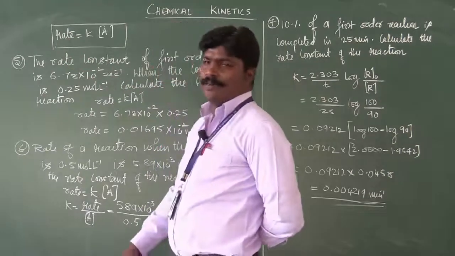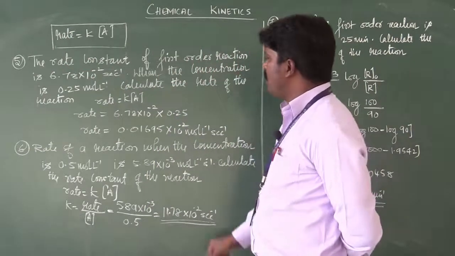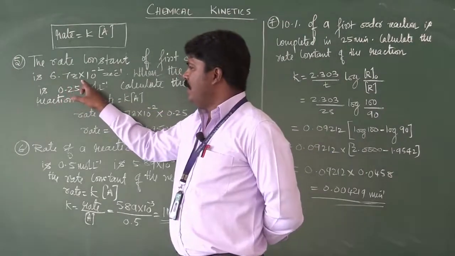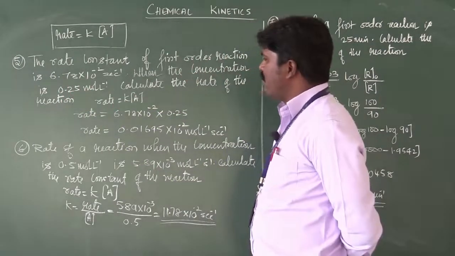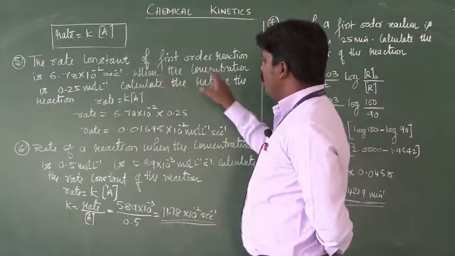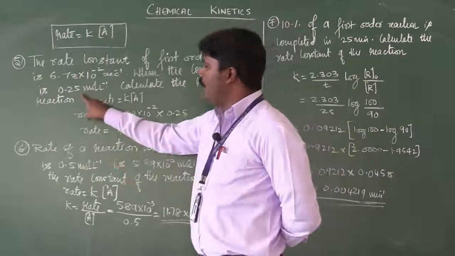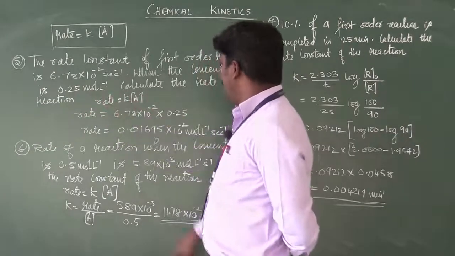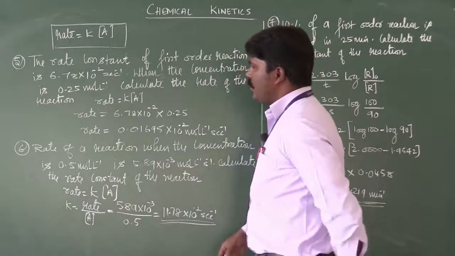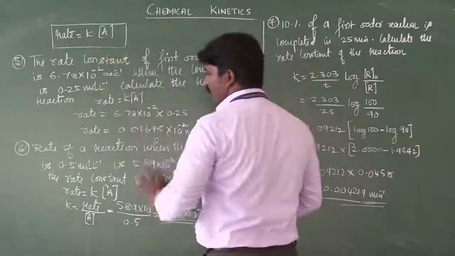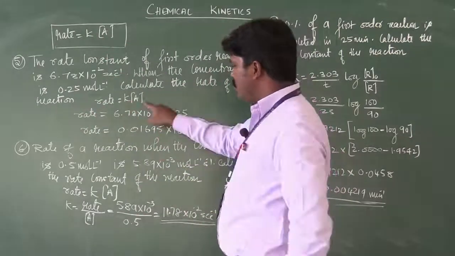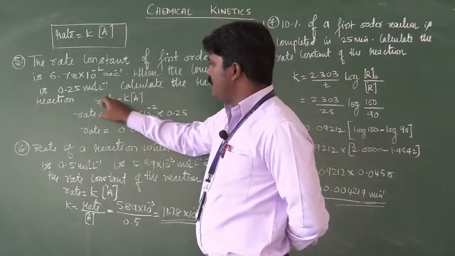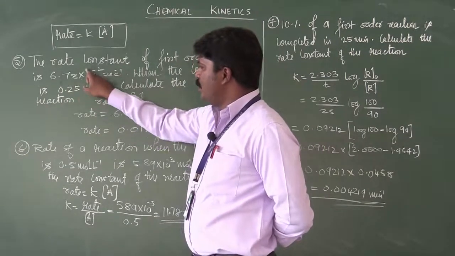Let me go for problem number 5. The rate constant of a first order reaction is 6.78 into 10 to the power of -2 per second. When the concentration is 0.25 mole per liter, calculate the rate of the reaction. The same formula I can adopt here. Rate is equal to rate constant times the molar concentration of A. The rate constant is 6.78 into 10 to the power of -2 per second.